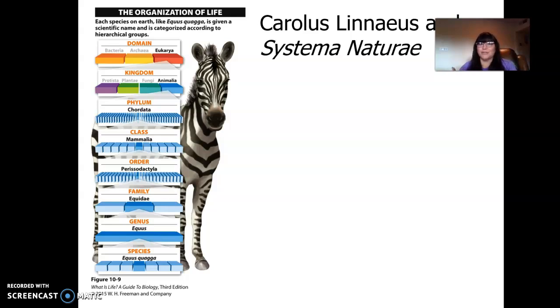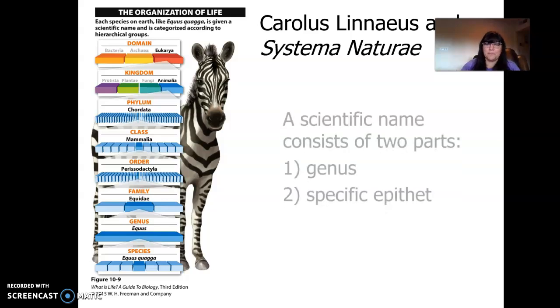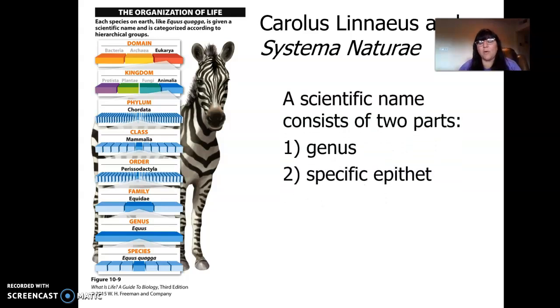Morphology is their shape, their structure, okay? So a scientific name always has two parts. No matter what living thing, even if it's bacteria, plants, animals, fish, insects, they always have a scientific name. And the scientific name has two parts. There's a genus and a species.